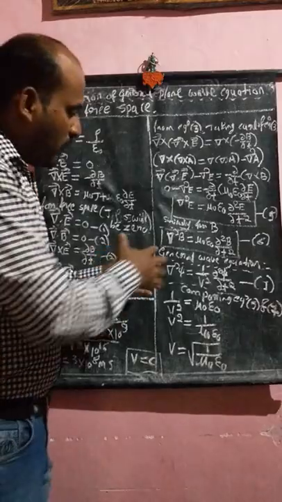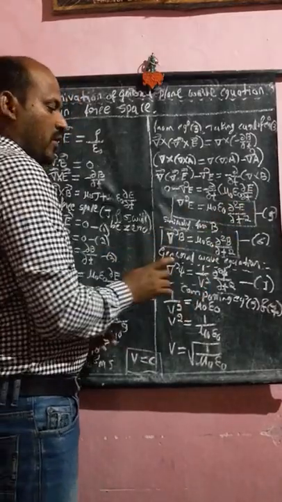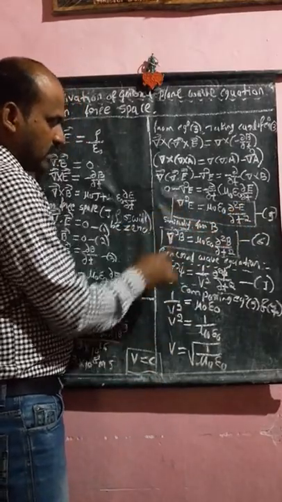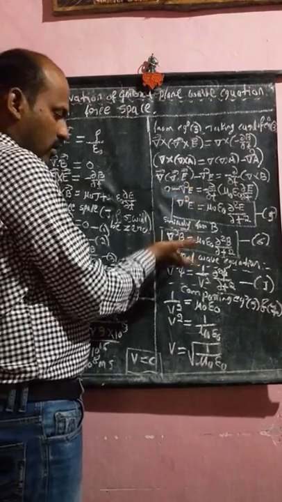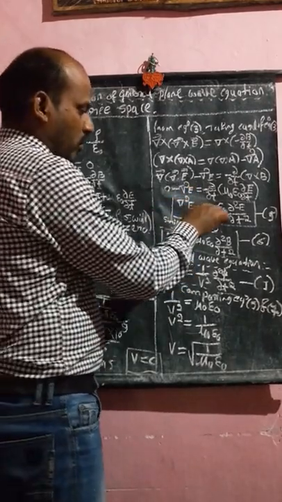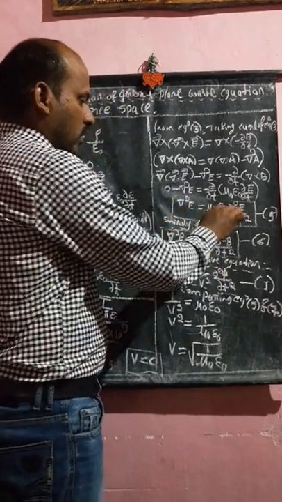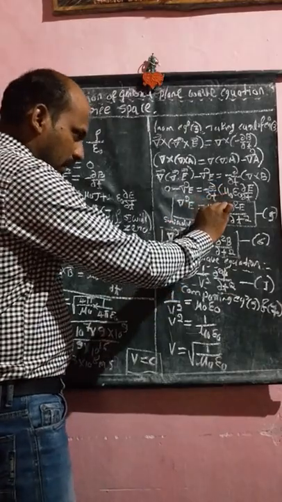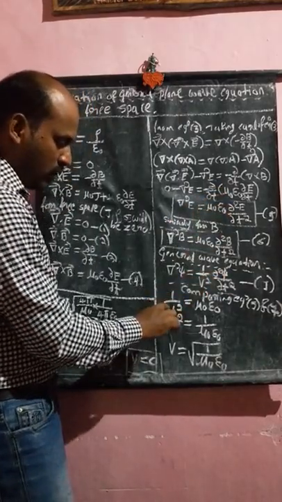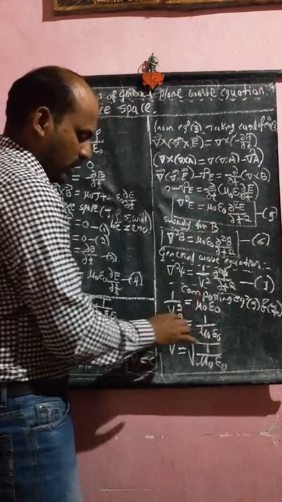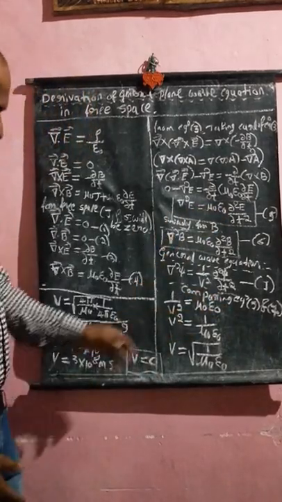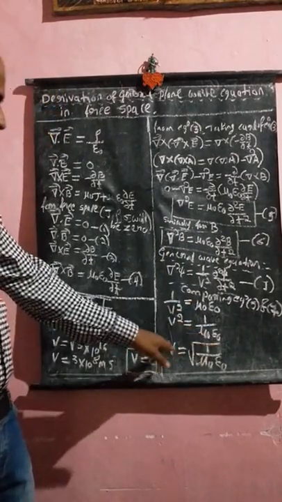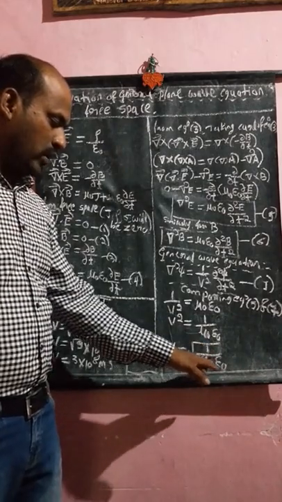Comparing this equation 7 with equation 5, the function psi is E or magnetic field B. Taking only the coefficients, 1 divided by v square is equal to mu naught epsilon naught. So v square is 1 divided by mu naught epsilon naught, and v is equal to the square root of 1 divided by mu naught epsilon naught.